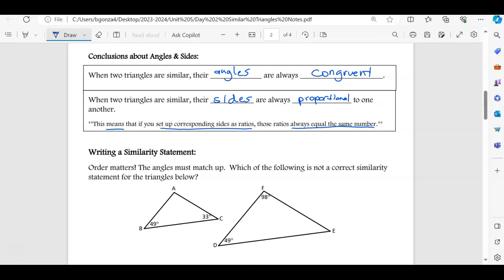Down here, before we do a similarity statement, don't we have missing angles here? How do I find this missing angle A? What do I do with the two numbers? Add them up, subtract from what? 180. So 49 plus 33 is 82. 180 minus 82 is 98. So angle A is going to be 98 degrees. Now notice, 49 matches 49, 98 matches 98, so 33 is going to have to match 33, because they add to 180, okay?